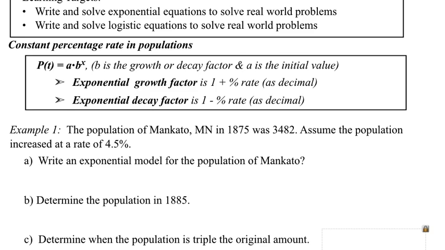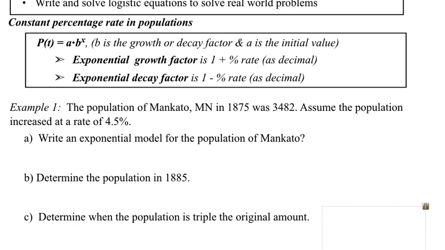So we'll start out our lesson talking about population problems that have constant growth rates, and each of these functions will have the form P of t, or our population, is equal to a b to the x. That's our standard form for exponential growth and decay. Remember, if our base b is greater than 1, then we have an exponential growth function. If it is less than 1, we have an exponential decay. And a is our initial value.